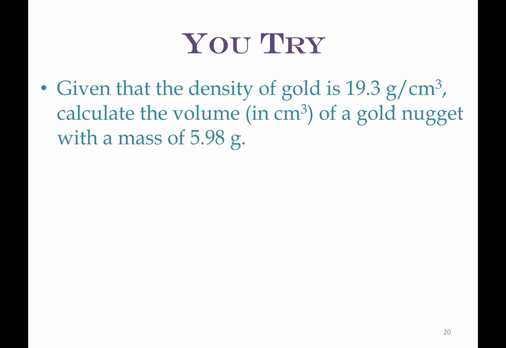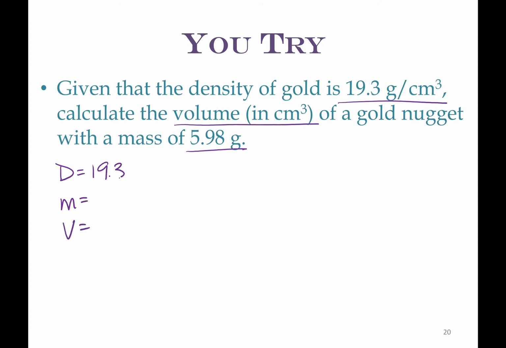Given the density of gold is 19.3 grams per centimeter cubed, calculate the volume in centimeters cubed of a gold nugget with a mass of 5.98 grams. I would like you to please pause the video. So pause the video, try your best to get the right answer, and then we're going to go through it. No, really. Seriously, pause it. And I'm going to start working on it, and you can hit play once you're done.